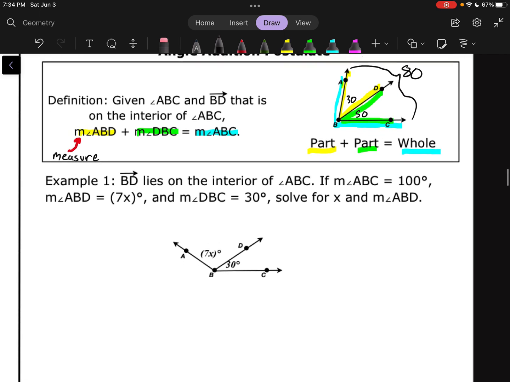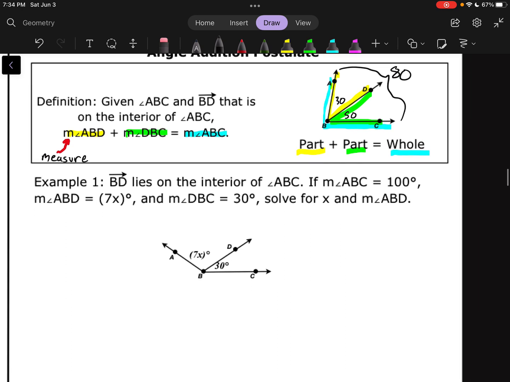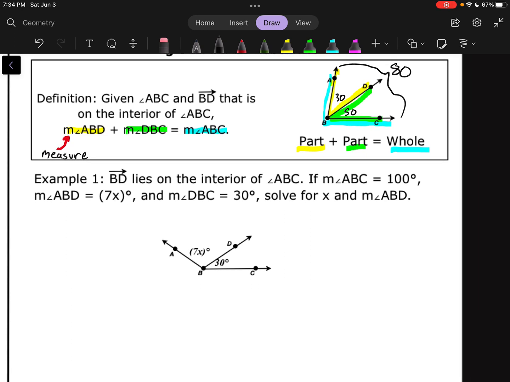Okay, so we can use the angle addition postulate. We can do part plus part equals whole to solve some equations. Let's see what we have going on. It says BD lies on the interior of angle ABC. If ABC is 100, that's this whole angle, so that'd be referring to all of this. ABD is 7x, that's this part. And DBC is 30, that's this part. Solve for x and the measure of angle ABD.